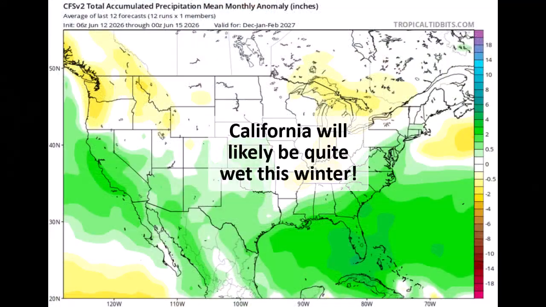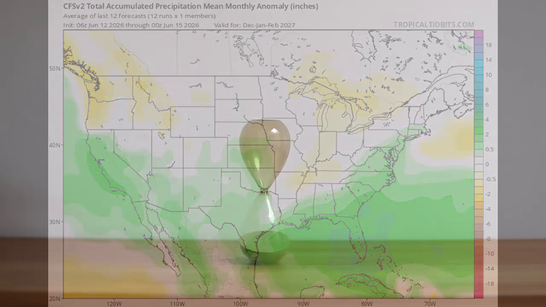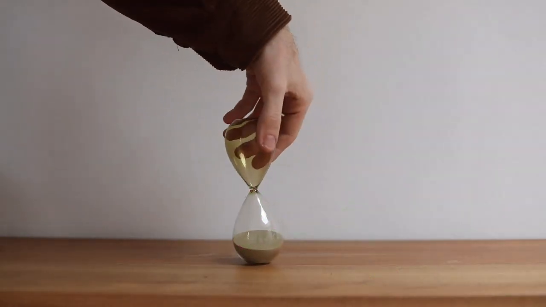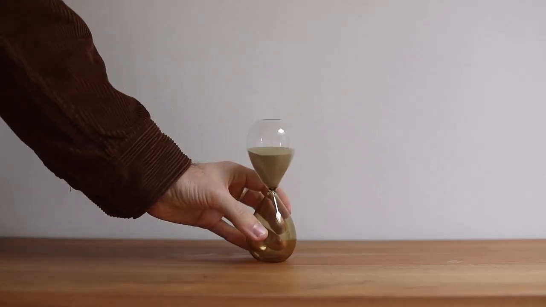Once the wet season gets started, there's a very good chance that California will fare wetter than normal. Of course, we will just have to wait and see what the next several months will bring to truly see what the impacts are.